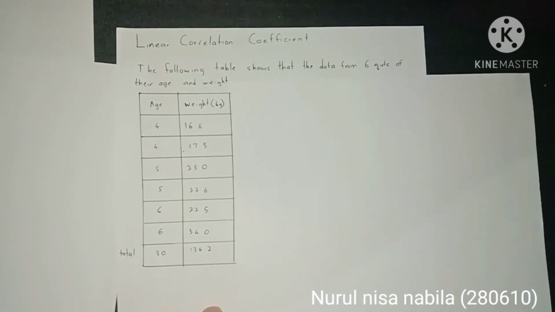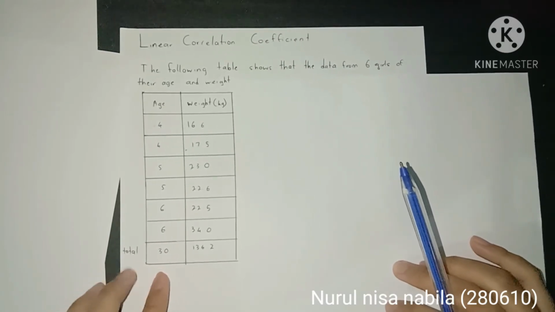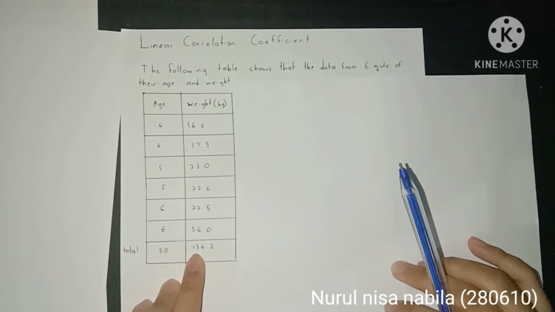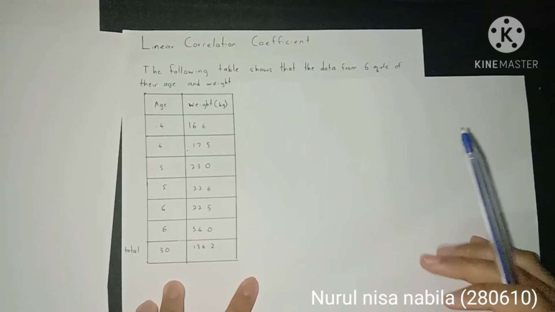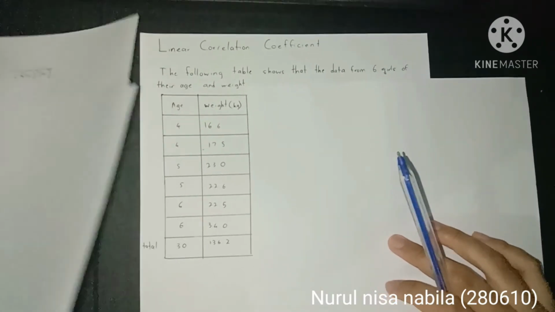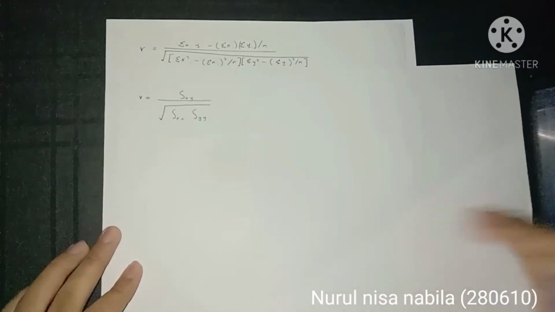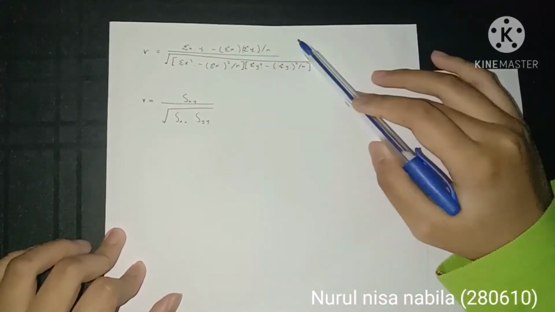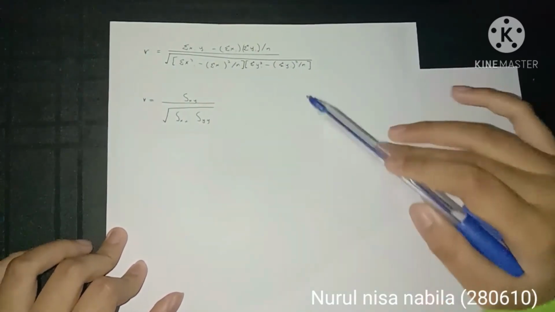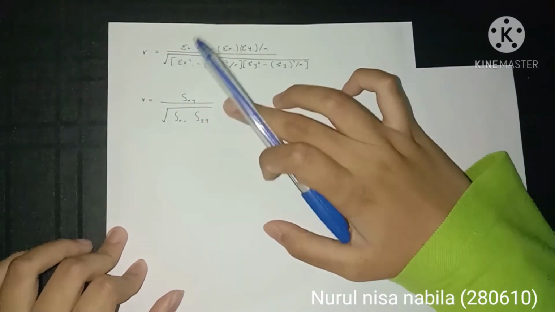I already calculated the total of age and the total of weight: 30 and weight is 136.2 kilograms. Before we calculate, let's start with the formula for linear correlation coefficient. Both of these are formulas for linear correlation coefficient. This is the computing formula and this is the simple formula.